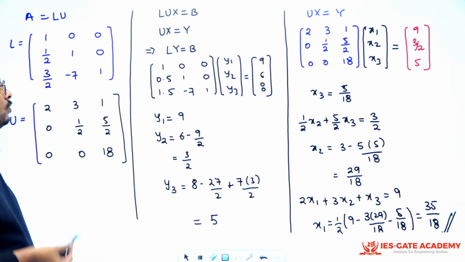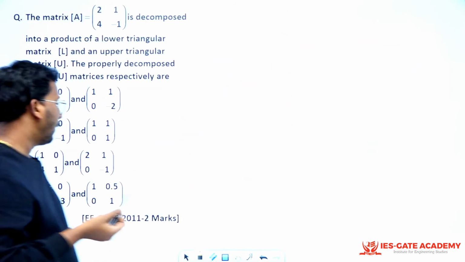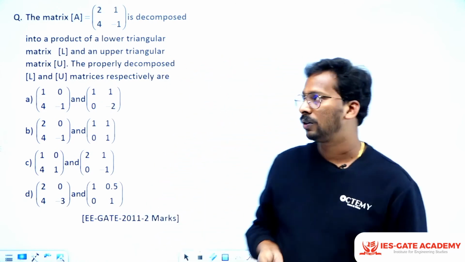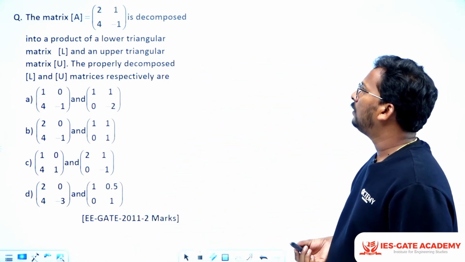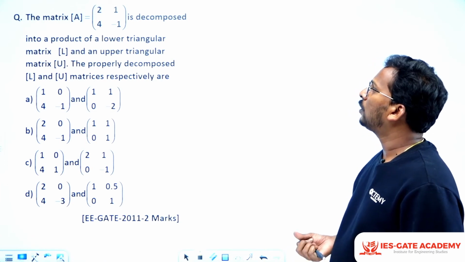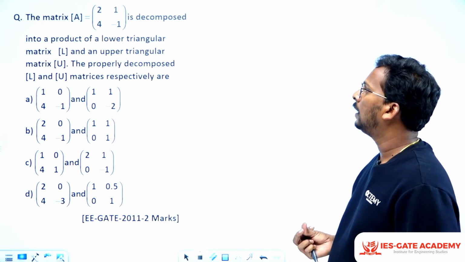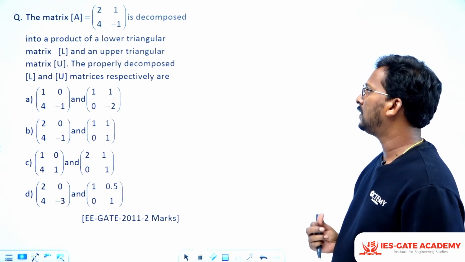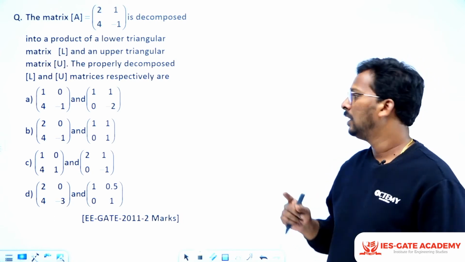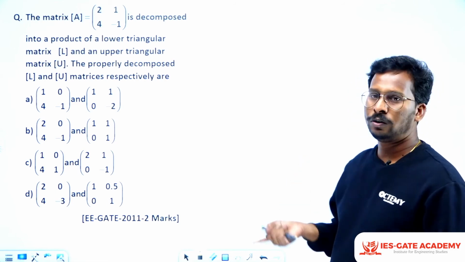Now let us see how the question can be asked in previous year. There is a question asked in the previous year. See what he is asking. He's telling that the matrix A, 2, 1, 4, minus 1, is decomposed into a product of lower triangular matrix L and an upper triangular matrix U. The properly decomposed LU matrices are. One thing is, if you know this concept, you know how to decompose.